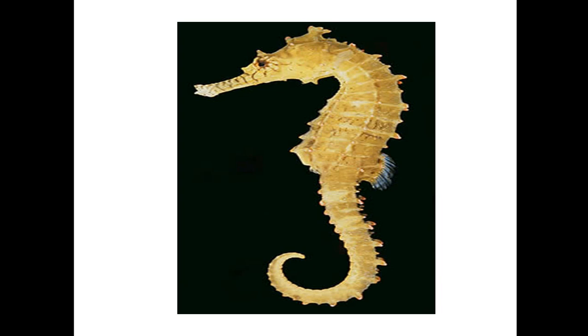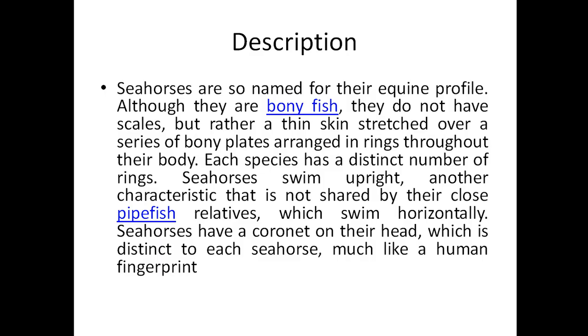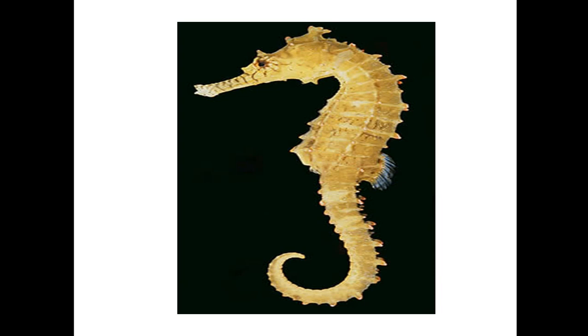I hope all of you know why they are called horse. It is because their face has more equine resemblance. Equine means horse. You can see the horse resemblance in the head region. So that's why they are called seahorses. Equine profile, what we call. So they are bony fishes, but they do not have any scales. On the body, you don't see any scales.